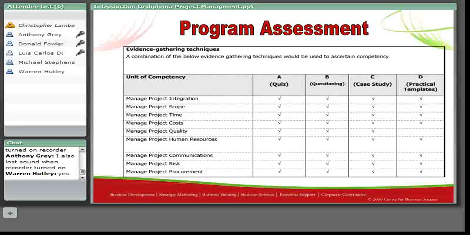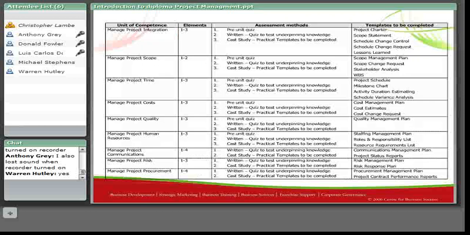The case studies obviously are to simulate that environment, and we'd like you to use those practical templates. Those practical templates will be found under each of those areas that you need to do. I'll give you some idea of what those templates would be. For example, if we're doing project integration over here, it takes elements 1 to 3 in the training package, and there will be some written questions, and there will be a case study. And we would want you to fill in the following templates.